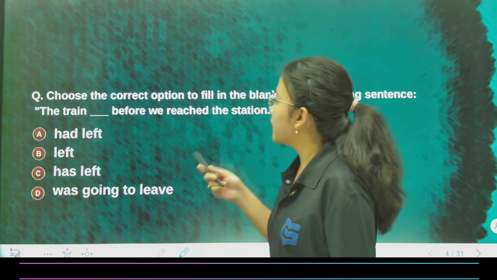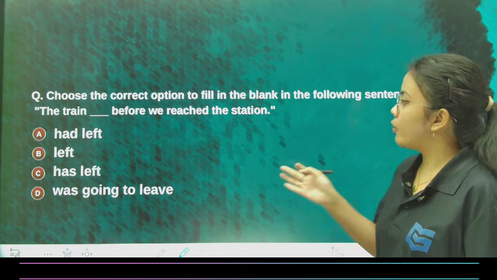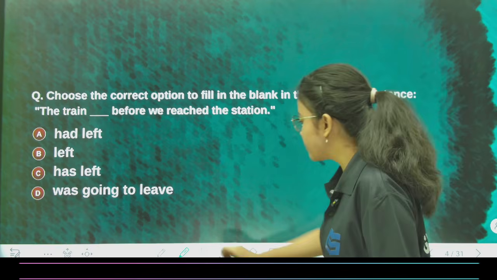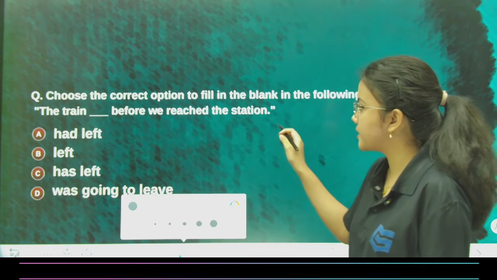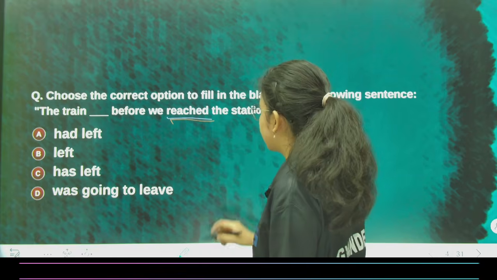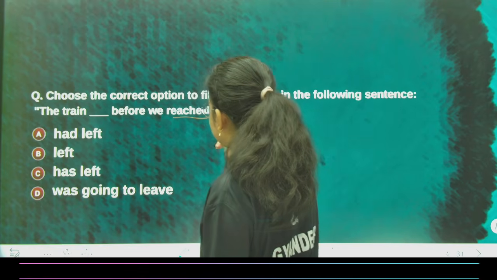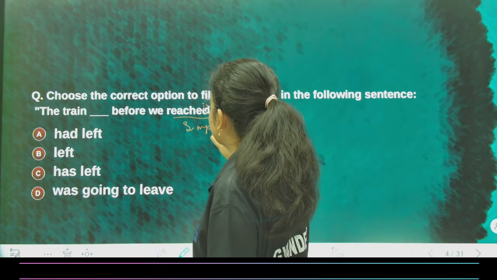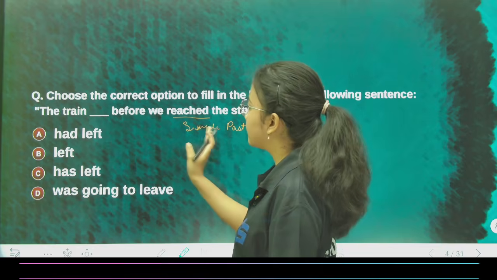Next, choose the correct option to fill in the blank in the following sentences. The train dash before we reached the station. Options are: had left, left, has left, was going to leave. Now first of all, in the sentence "the train dash before we reached the station", reached is in the past tense, simple past. So when a sentence has simple past, the answer will also be in the past tense.